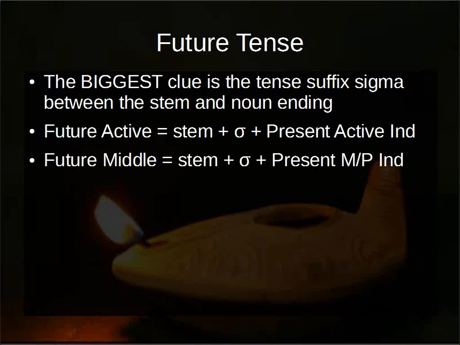Same thing with the future middle. The stem plus the sigma plus the present middle passive indicative endings. And that MP, you guys, that MP, that means middle passive. Middle passive. Okay, shorthand. All right?